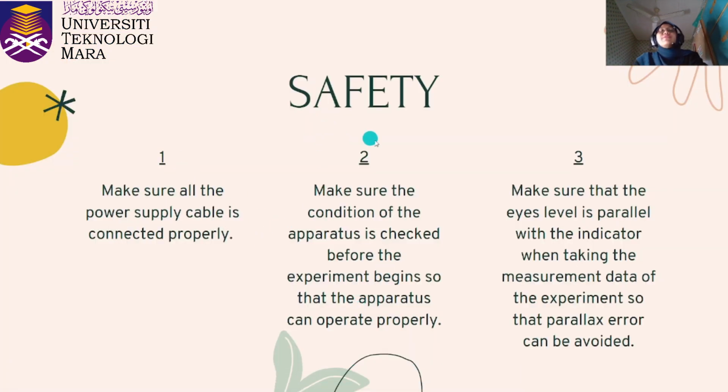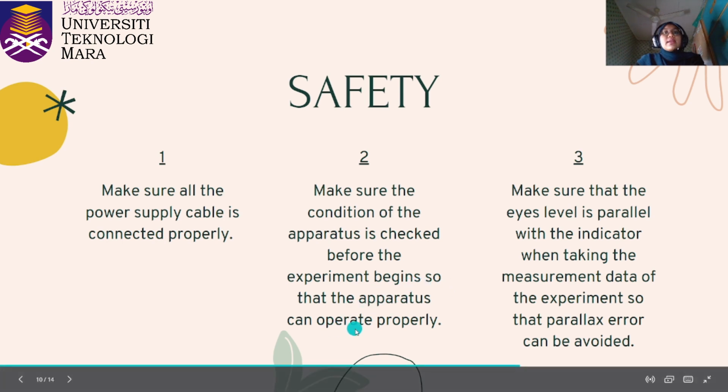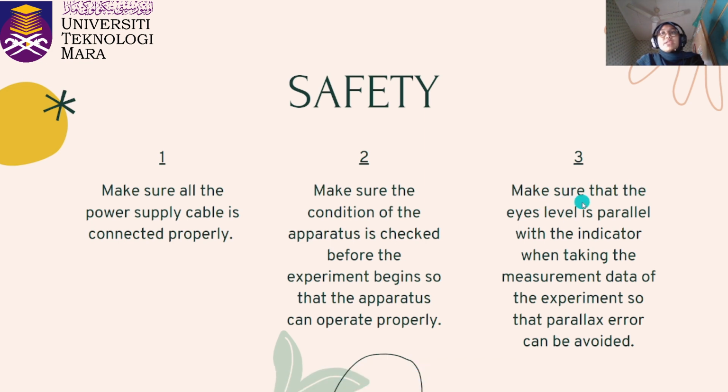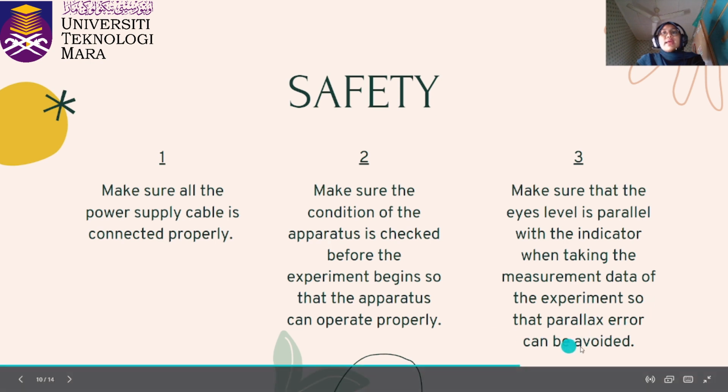The next part of this experiment is the safety part. So, the first safety is to make sure all the power supply cable is connected properly. The second one, make sure the condition of the apparatus is checked before the experiment begins so that the apparatus can operate properly. The third one is make sure that the eye level is parallel with the indicator when taking the measurement data of the experiment so that parallax error can be avoided.